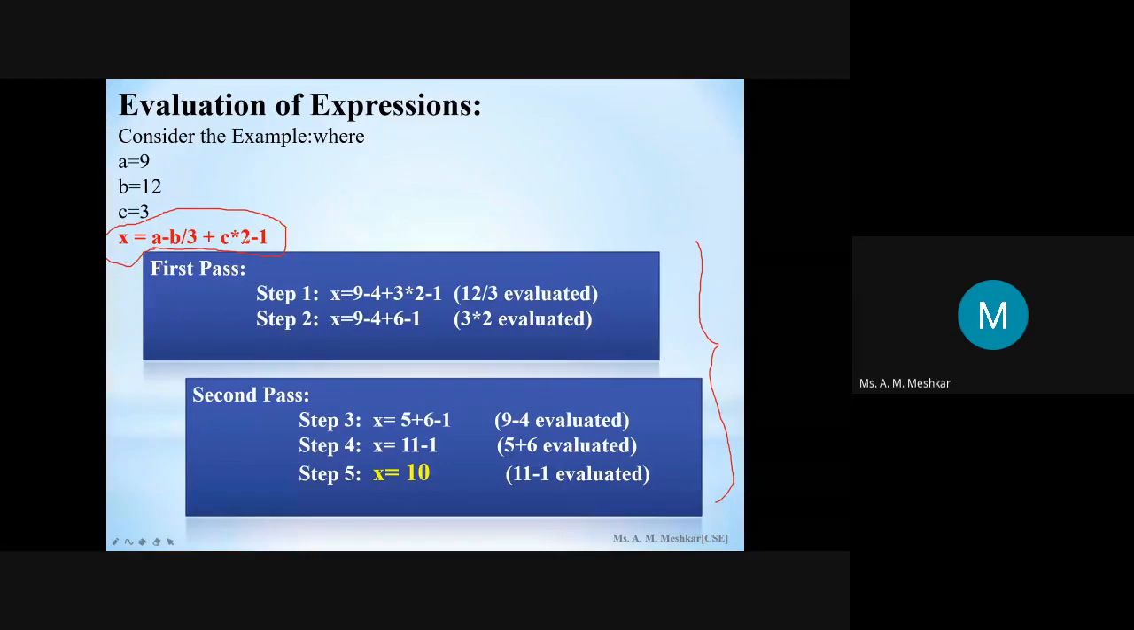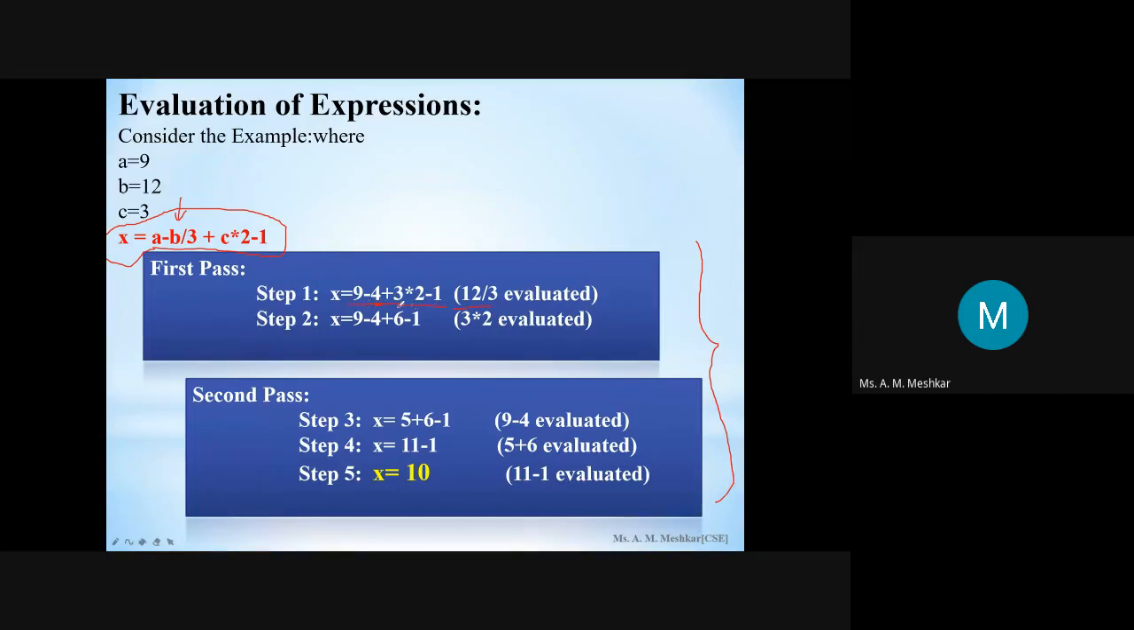So the first, I have given here step by step evaluation. So very firstly, the operator that is going to be evaluated is the slash operator, that is the division operator. As you can see here, b has value 12. So 12 by 3 is going to be evaluated first. As you can see here, the result is 4. Then this is the resultant expression.